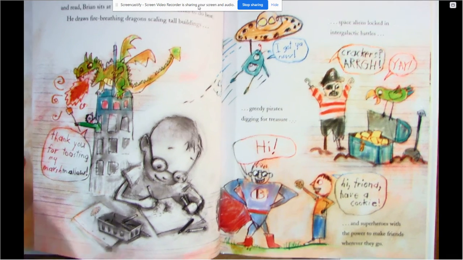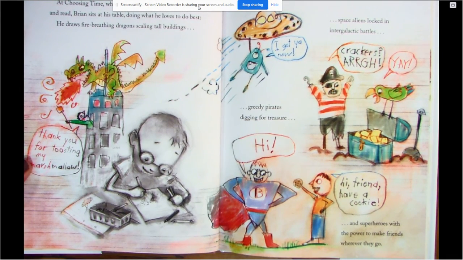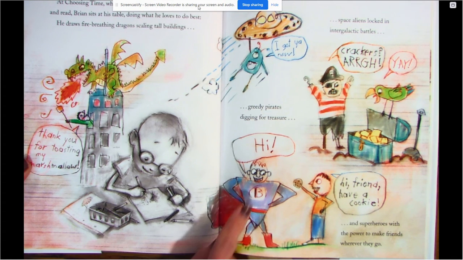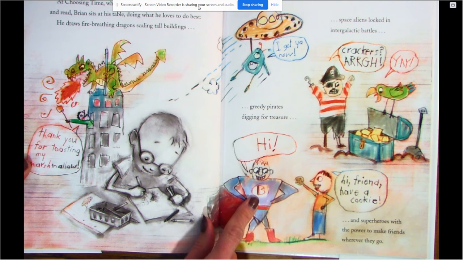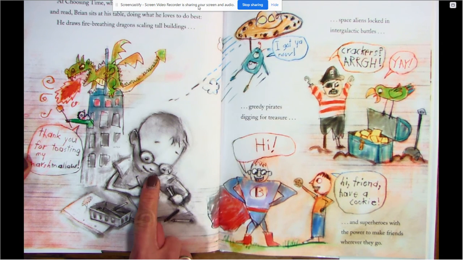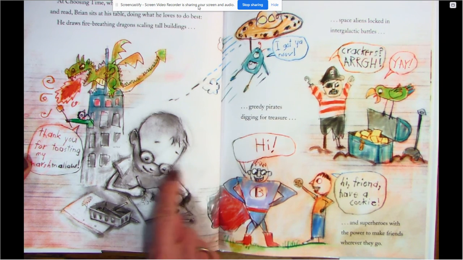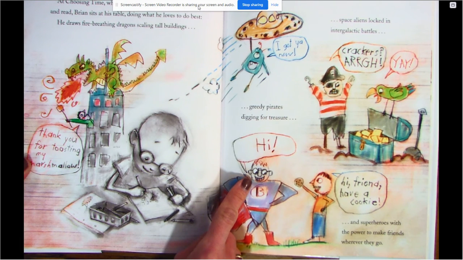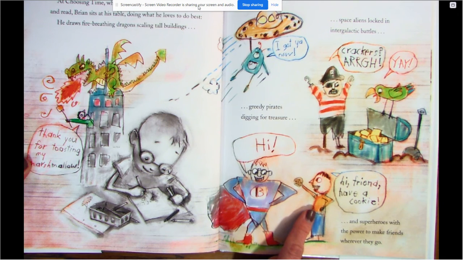And then finally at the bottom, he's also drawing superheroes with the power to make friends wherever they go. Here's a superhero with the letter B on his chest. Who do you suppose that is? Looks an awful lot like this character. I almost think that Brian's drawing a picture of himself, right? A self-portrait. And the new friend says, "Hi, friend, have a cookie."